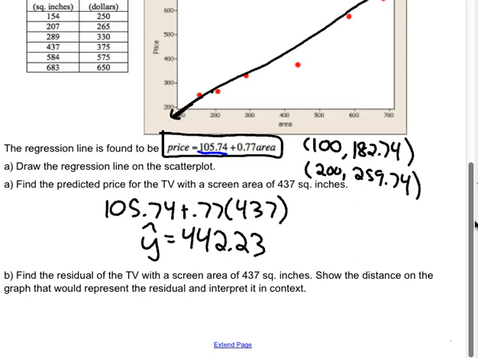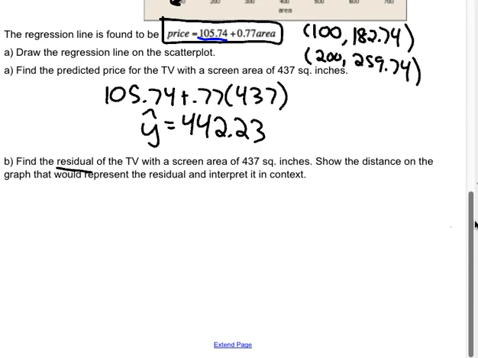Now, find the residual for the TV with that screen size. All right, now, residual, again, we're talking about the observed value, so the actual value y minus the predicted. That's always how you calculate residual. Here we have the predicted. The actual has to come from the true data point. That's where the actual y comes from.